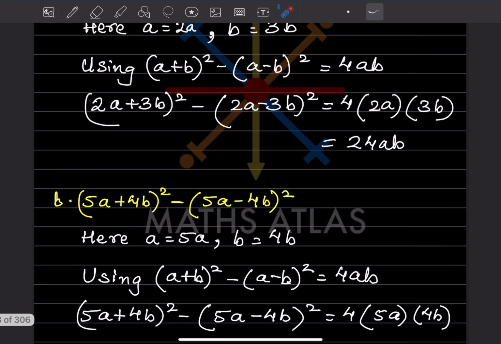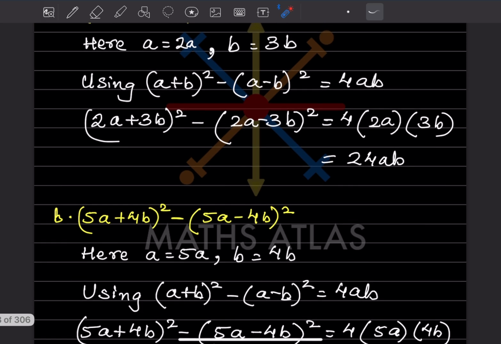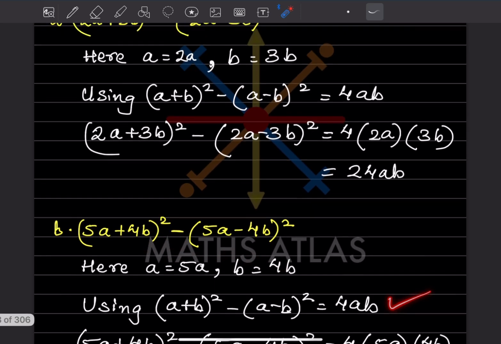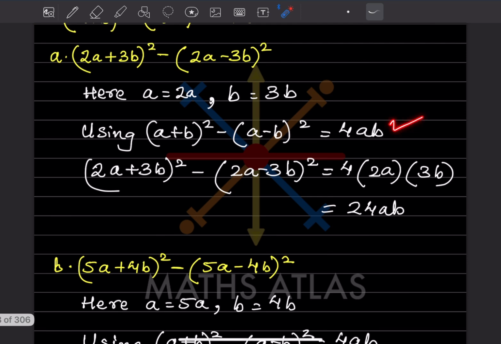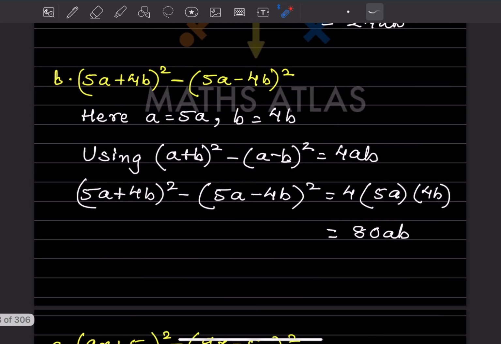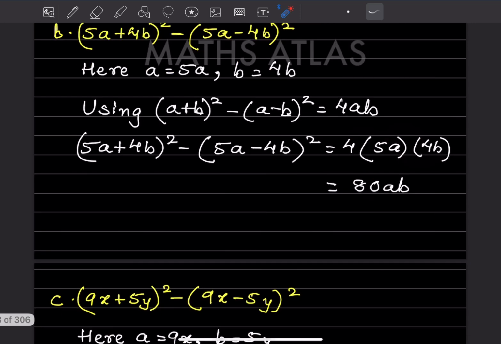Same here, we are going to use the same formula. This is the question given. So A is 5A and B is 4B. The same formula which is given here. So this is equal to 4AB, meaning 4 into A is 5A and B is 4B. So this is going to be 80 and this will be AB.